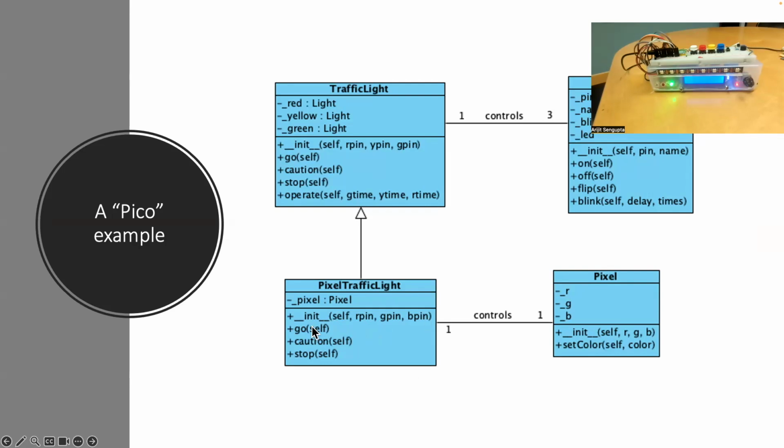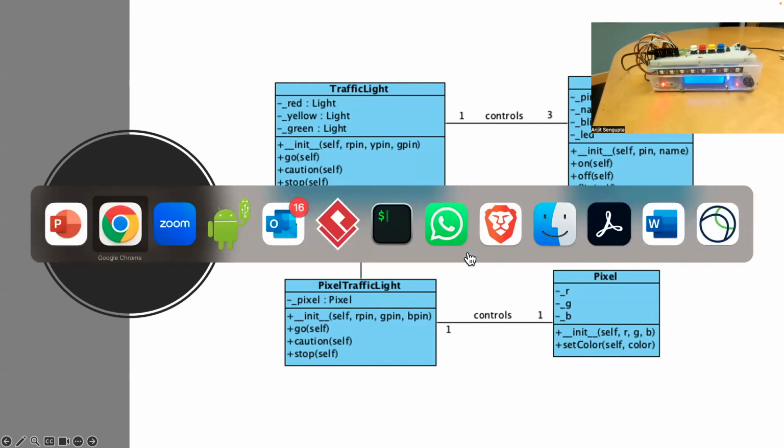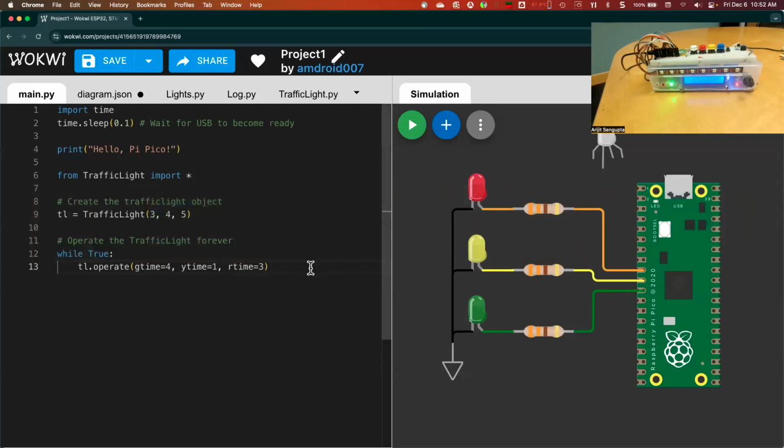So all we have to do is we're going to override the go, caution, and stop so that it's not doing what the traffic light was doing, but the operate could stay the same. We can just inherit the operate method. We do not need to rewrite that. So let's take a look at how that is going to work in our walkway design. So this is going to be kind of a fast example, but you will see how that works.